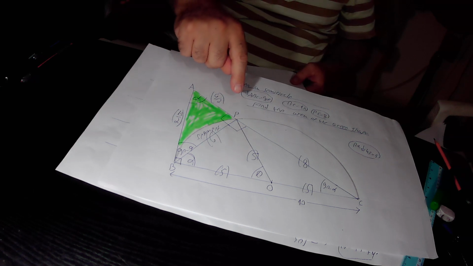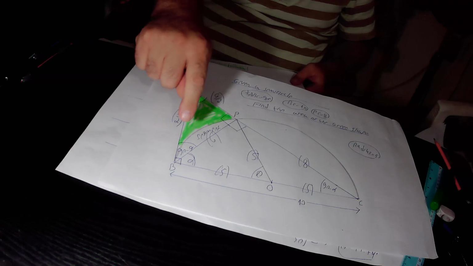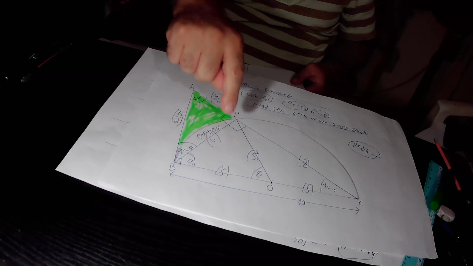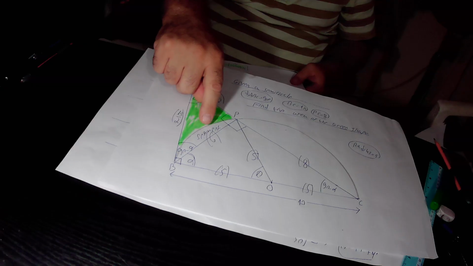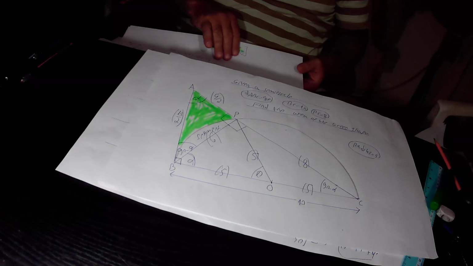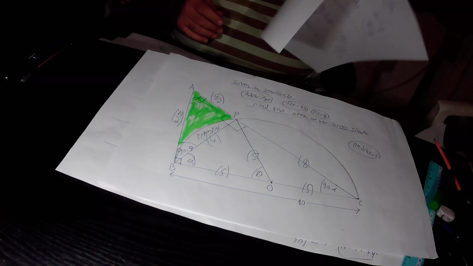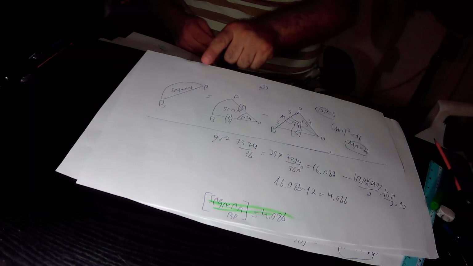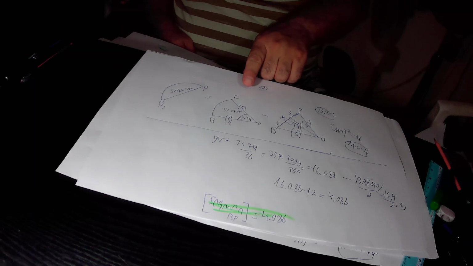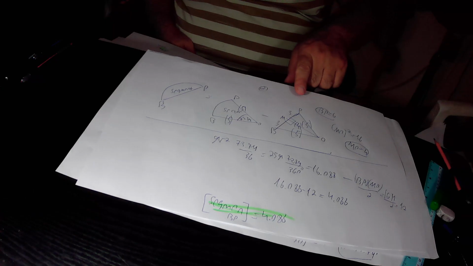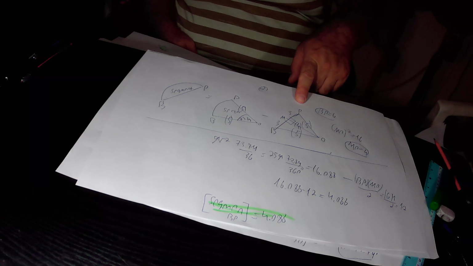Again, sector PBO minus triangle PBO is equal to the size of this segment PB. And again, the size of segment PB equals the size of sector PBO minus the size of triangle PBO, that is an associated triangle.